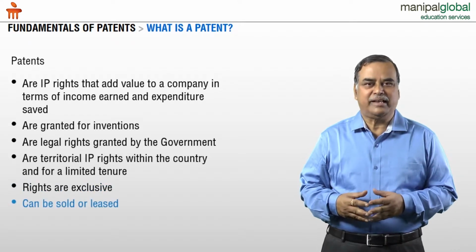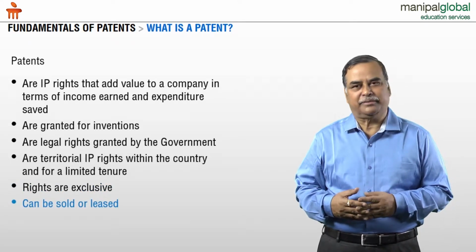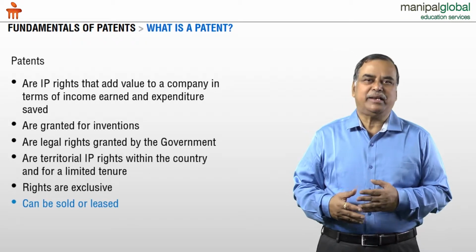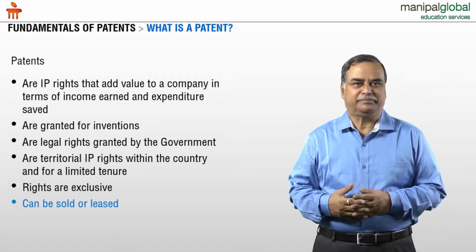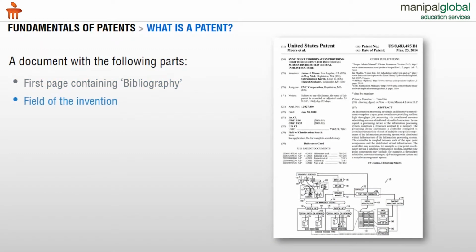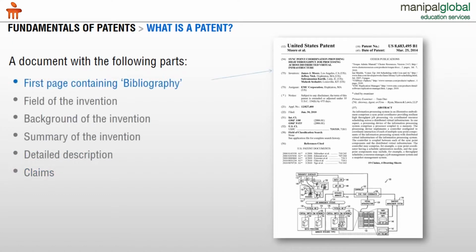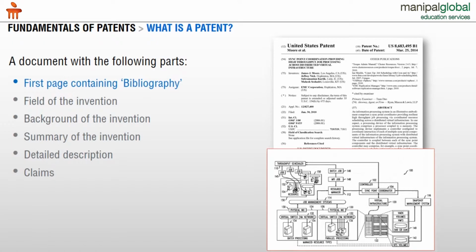Patents can be sold or leased much like an immovable property. However, a patent can be leased to many parties simultaneously. A patent essentially contains the constituents as shown on your screen. The first page contains essential information such as patent number, date of publication, title, inventors' names, owners' names known as assignee of the patent, date of filing, classification codes, references cited, abstract and a drawing.